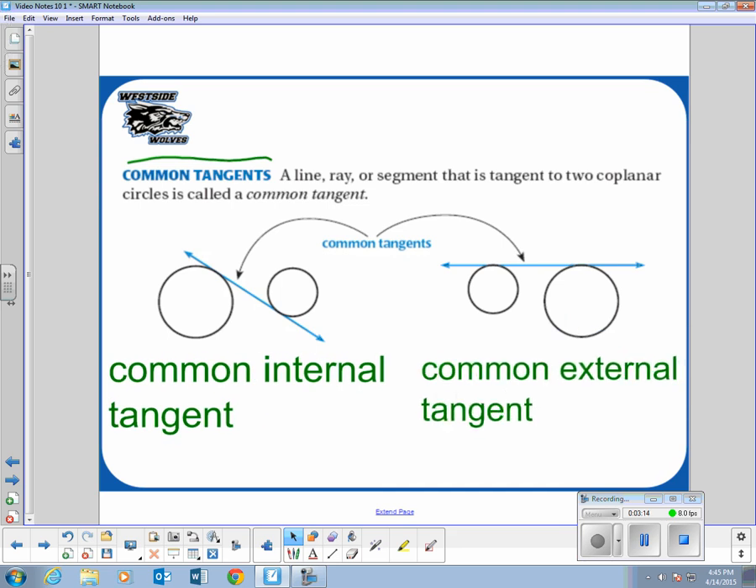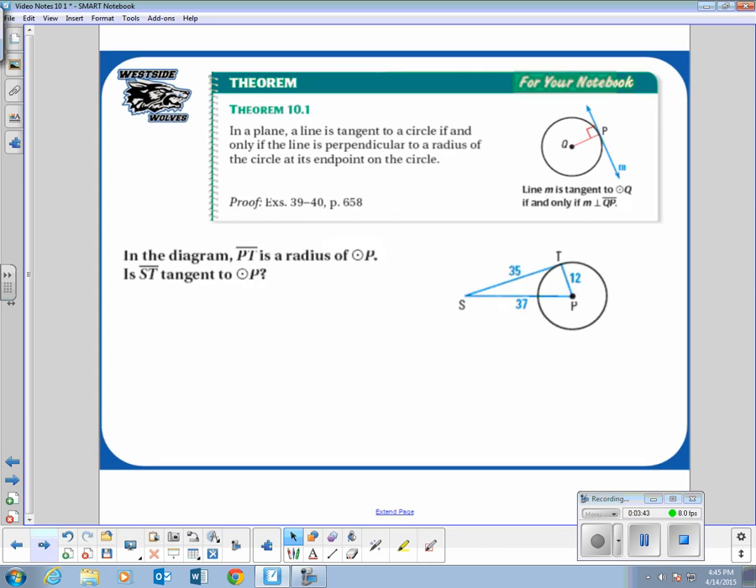How do you know which is which? Well, if you connect the centers of the circles to one another, if the tangent intersects that segment, then it's a common internal tangent. If the tangent does not intersect that segment, it is a common external tangent. So it's all about connecting the centers of the circles and whether that tangent goes through that or not. So make sure you know these two types of tangents. If you know that they're just called common tangents, that helps, but you might want to know the internal and external part also.